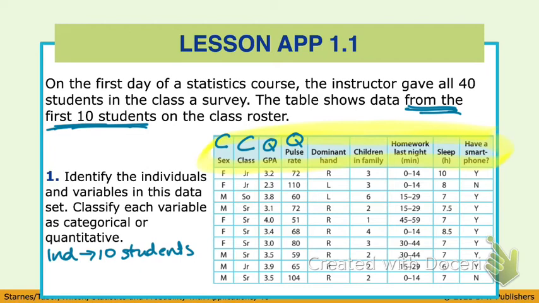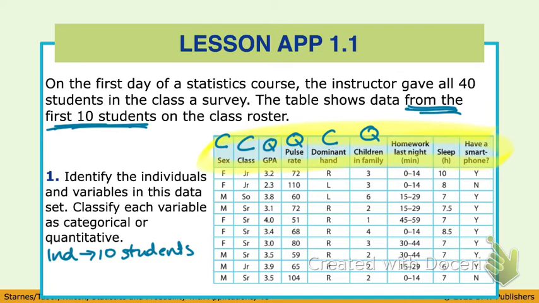Dominant hand, whether you're left or right-handed, that is categorical. The number of children in your family, that is quantitative. Now, that is because, remember, quantitative is when we are counting or finding a percentage. So we're counting or measuring something, and we're counting the number of children in the family.